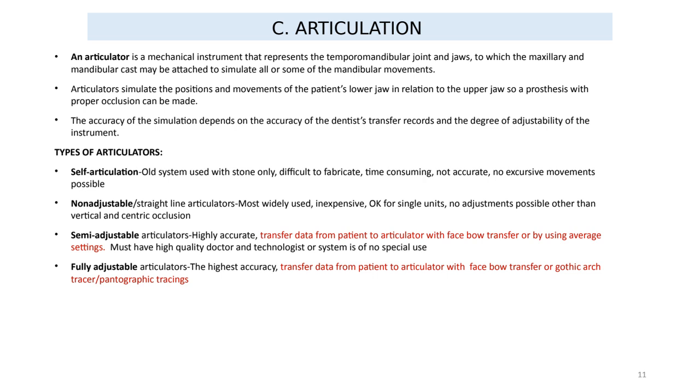So an articulator simulates the position and movements of the patient's lower jaw in relation to the upper jaw, so a prosthesis with a proper occlusion can be made. Think about it this way. Like I said before, we can do a beautiful crown for a patient, right? And we put a lot of anatomy. We made the shade. It's perfect. It's matching the natural shade of the patient.